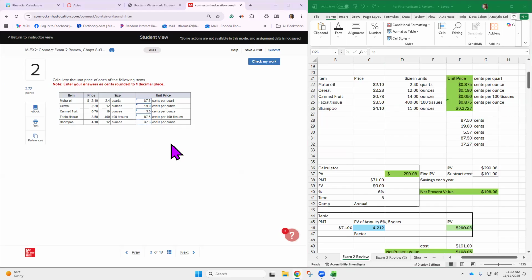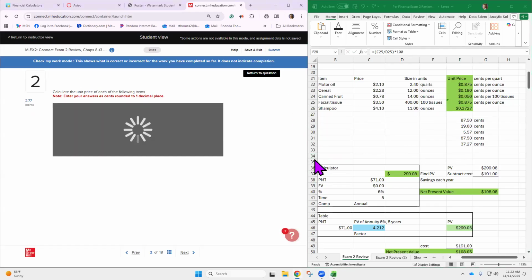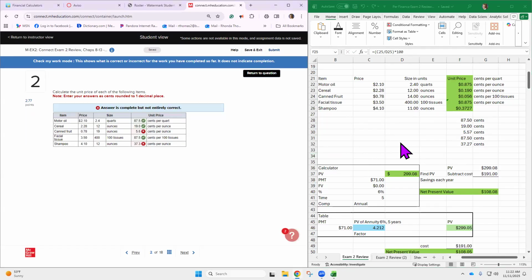Okay, per 100 tissues. So if you need help with how to calculate this, you do need to turn it into cents. So let me see if I'm close with anything. Uh-oh, I'm off a couple things here. So let me see what I've done. Oh, yeah, I didn't change my size. All right, so let me go back.